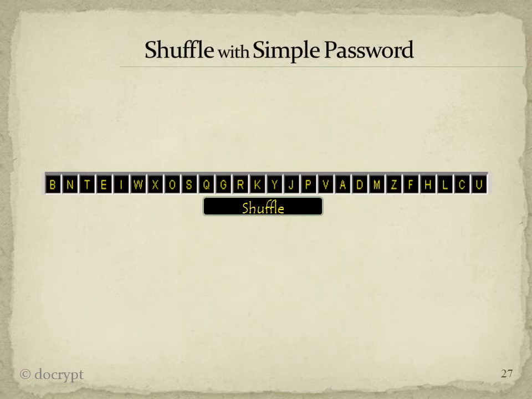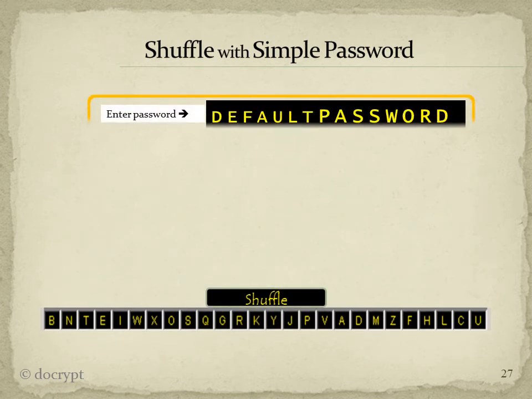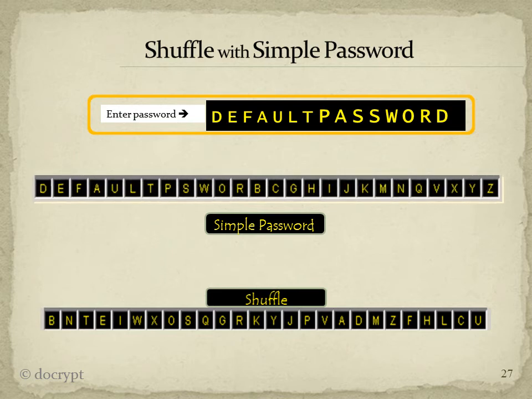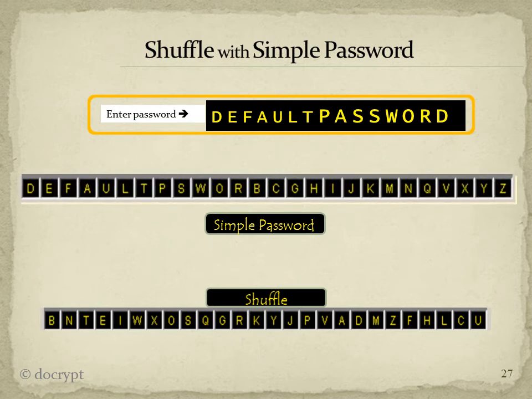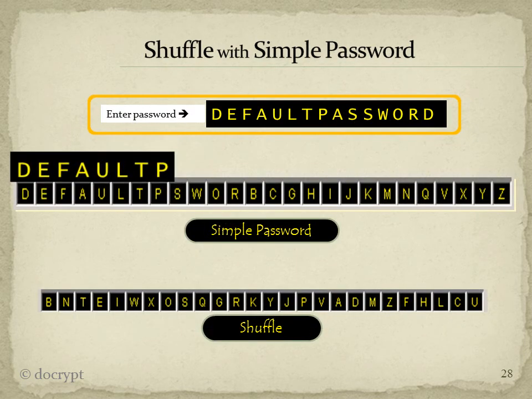Here's a Shuffle substitution alphabet. Store that down here for comparison purposes. Get a password as shown here, and here's what a Shuffle substitution alphabet made with a password looks like. Get the audio-visual team to pump it up a bit, take a better look. Default P becomes the first few letters in the substitution alphabet.